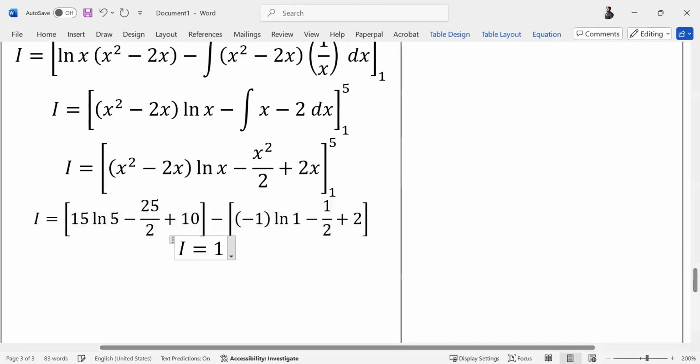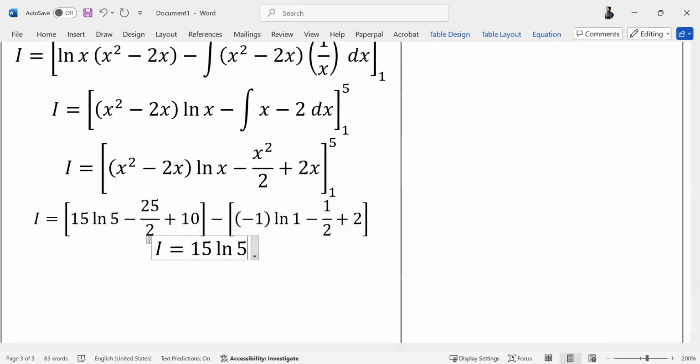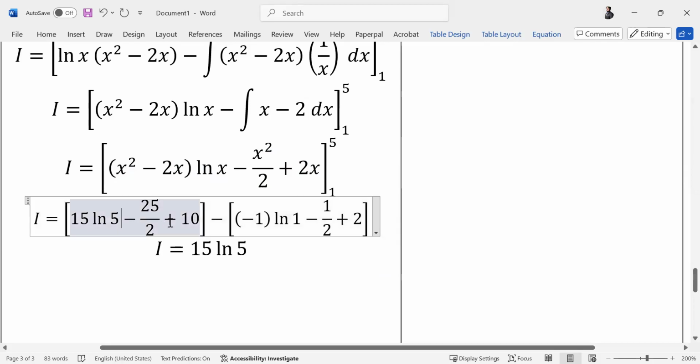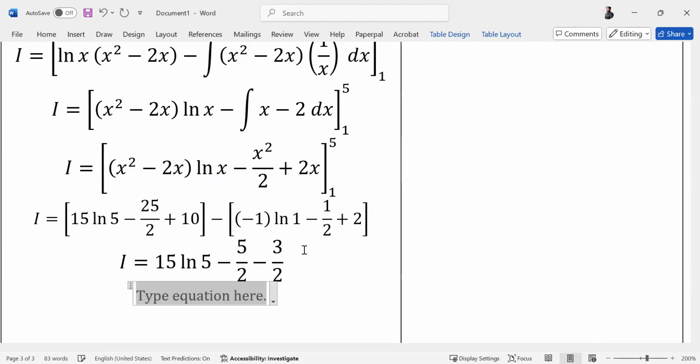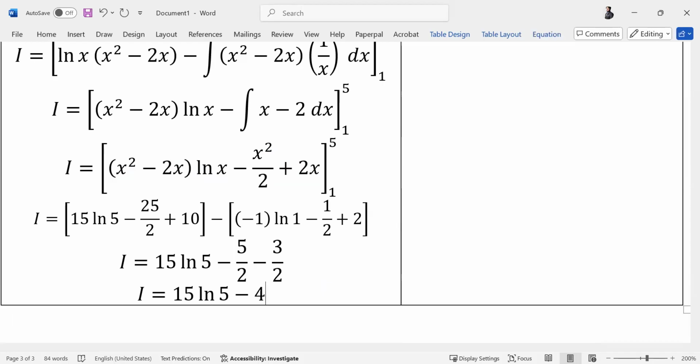The question is asking for exact form, so keep logs as it is. 15 ln 5. What is this? 20 and 5. So this is minus 5 upon 2 minus 3 upon 2. Please make sure you're using your calculator. I'm just trying to do this mentally. Minus 4. Make sure you get your correct answers by using the calculator. I've done this mentally, so do not trust the final values that I've got. Rather do it on your own and tell me what you get.